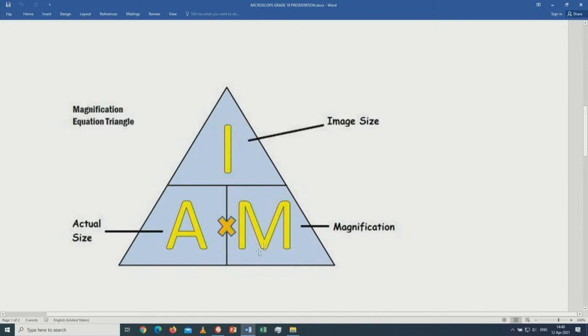So I have shown you how to calculate the magnification. If we want to calculate the image size, you hide it with your hand, and then you say I is equal to A multiplied by M. And if you want to calculate the actual size, you hide this with your hand, and then you say A is equal to I over M. When you want to calculate the magnification here, you say M is equal to I over A.